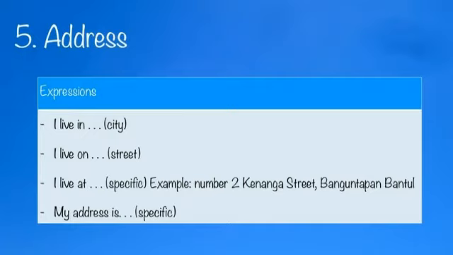I live on Jalan Magelang. I live at will be followed by a specific place. For example, I live at number 2 Kenanga Street, Banguntapan, Bantul. And then the last example is my address is. It is just like the previous one that we have to mention the specific address of ours.